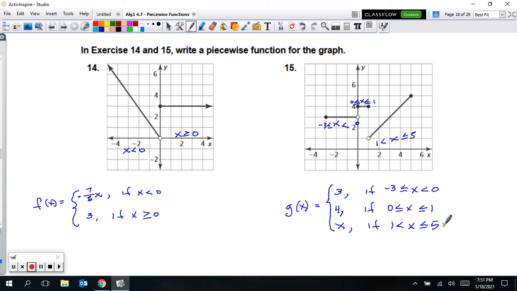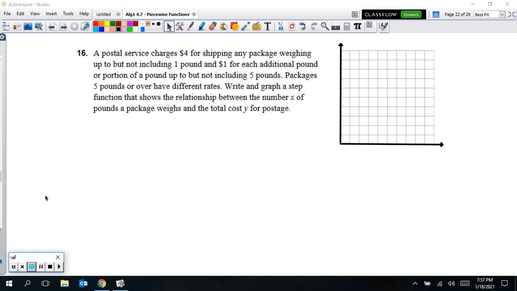Alright, so there's our number 15 written out. Not too bad on this one. I think the hardest part is probably trying to figure out what some of these inequalities are, especially for those intervals. Alright, I'm going to go on to the last problem. Number 16 is next. Alright, so at the bottom of page 130, number 16.